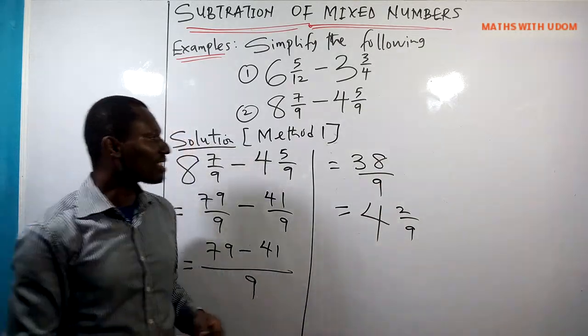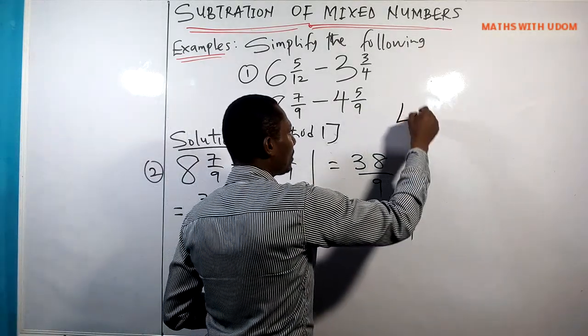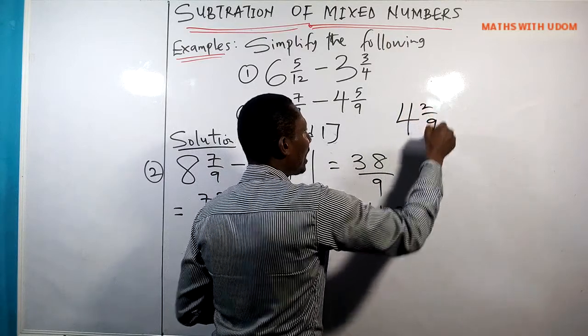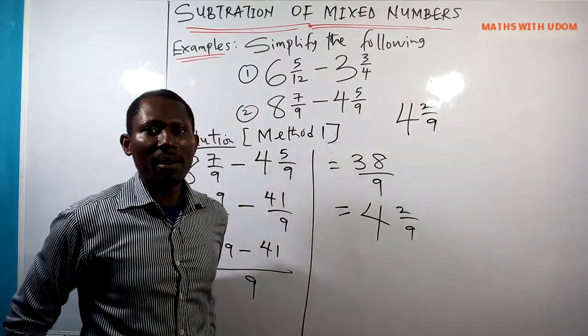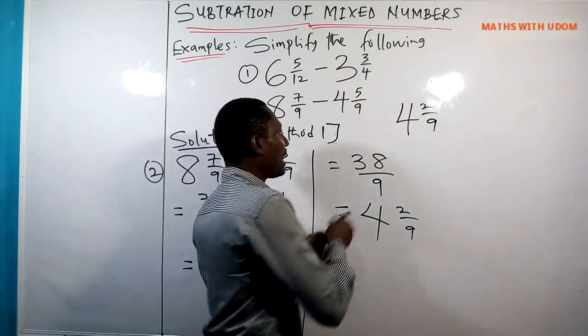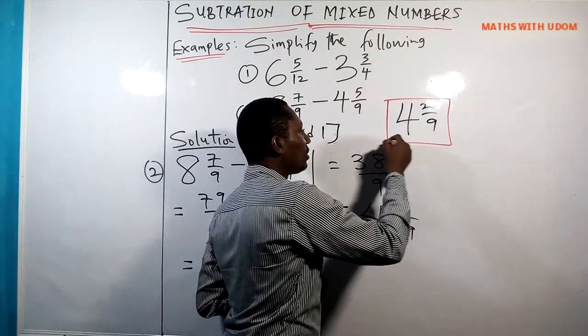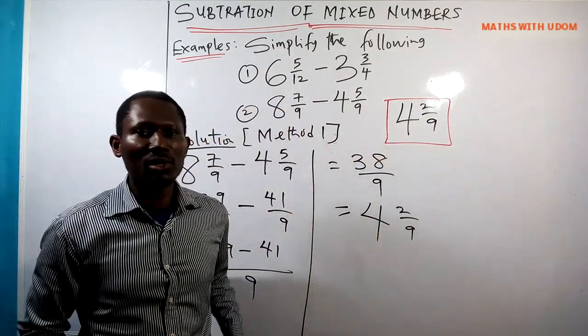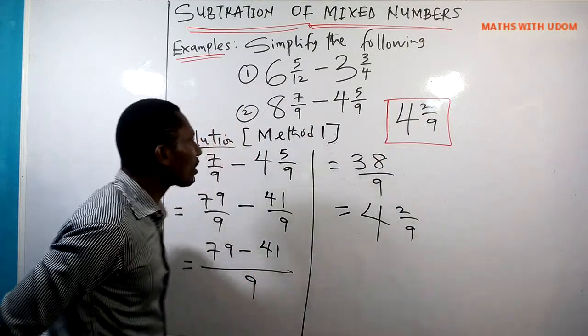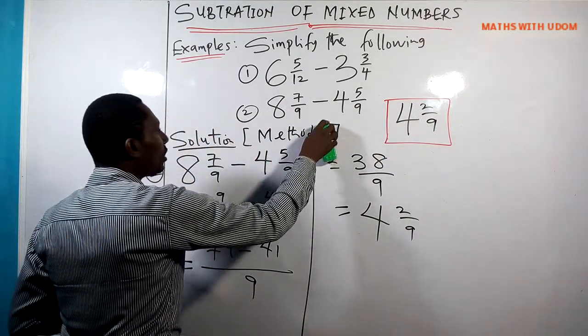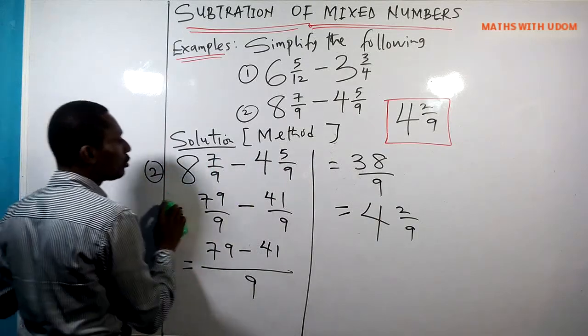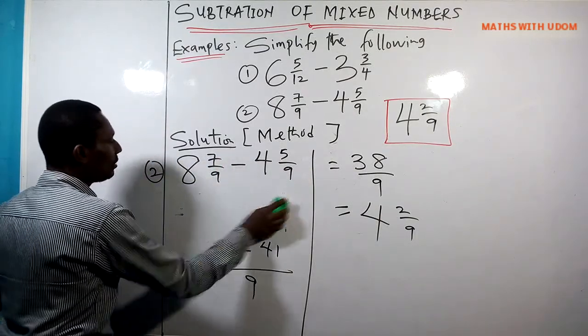So let's put this answer in one corner. So let's put it in here: 4 number, 2 over 9, so that we can compare our results at the end of the day. By the time we use the second method, we'll compare our result with this one. So let's move to the second method we can use in solving this. So method 2. Still the same question.